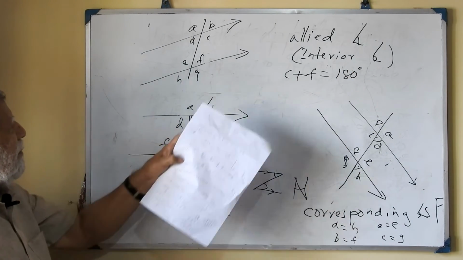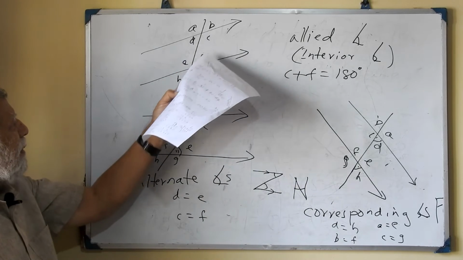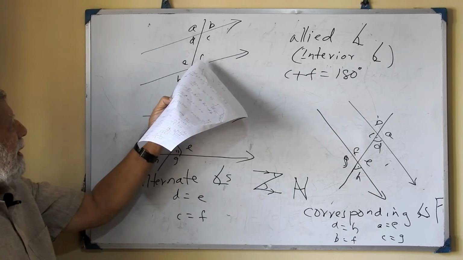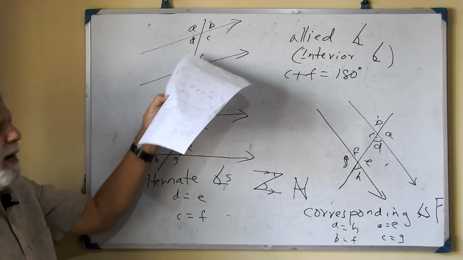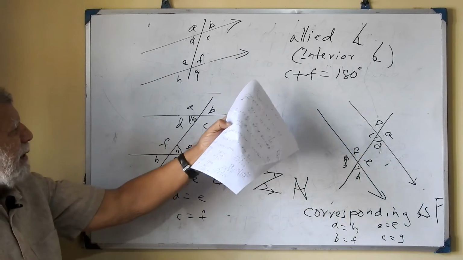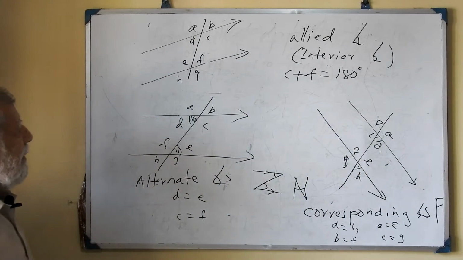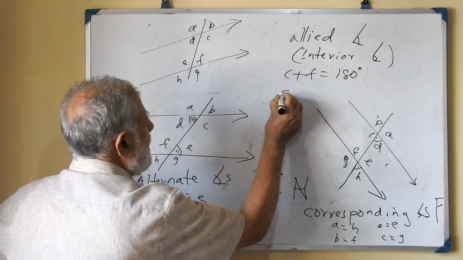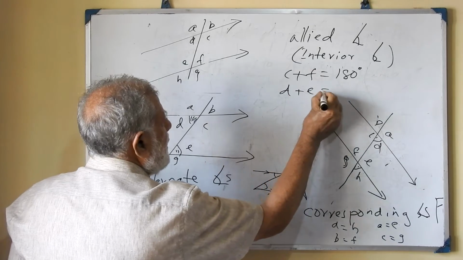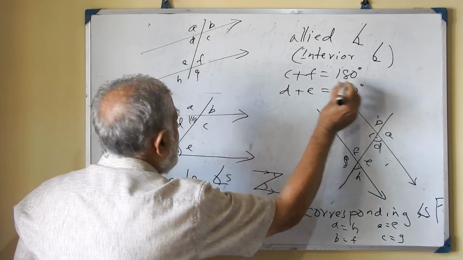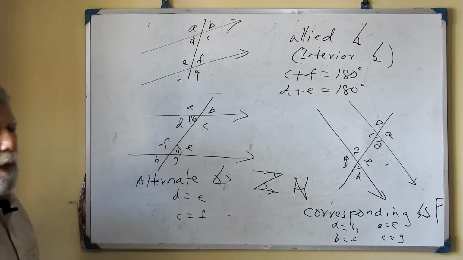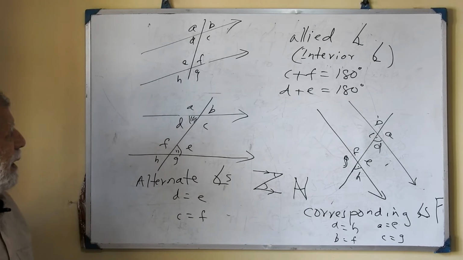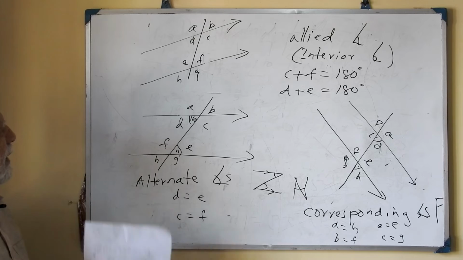Can you observe the angles, one is obtuse, one is acute. So they can't be equal. But they add up to 180 degrees. Same way, D plus E is equal to 180 degrees. So in this particular figure, you notice two pairs of allied angles. One pair is C plus F equals 180 degrees, the other is D plus E equals 180 degrees.